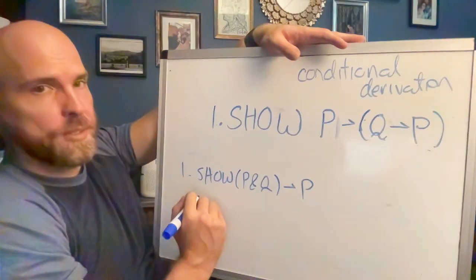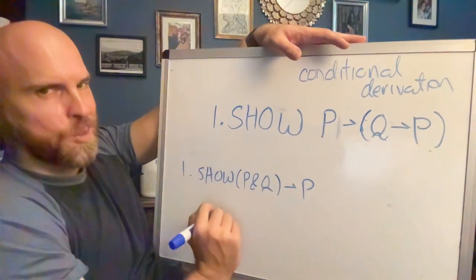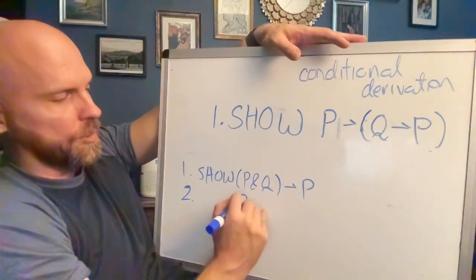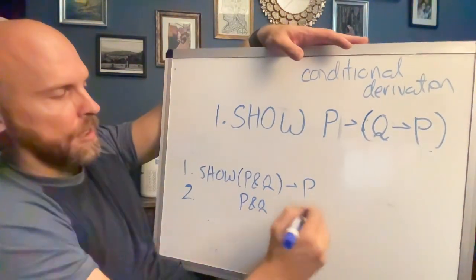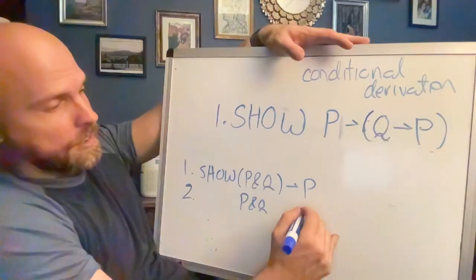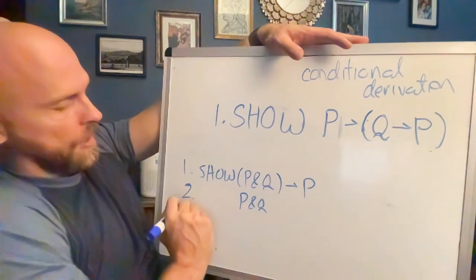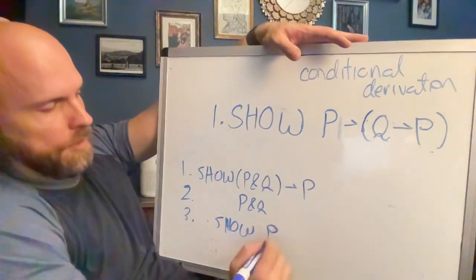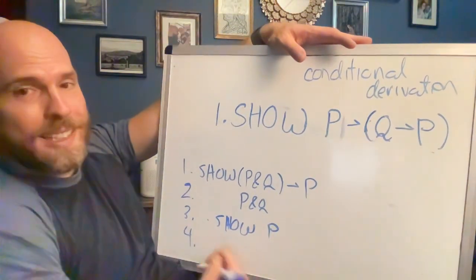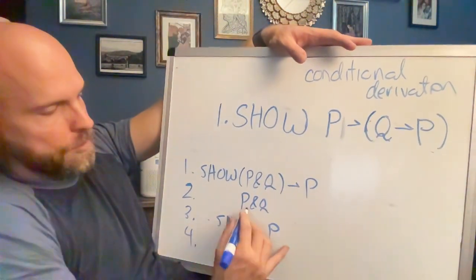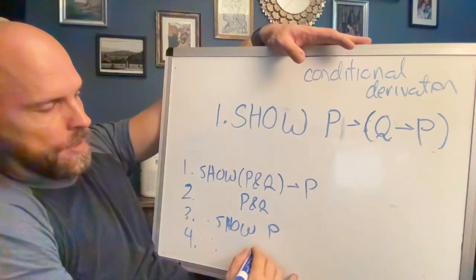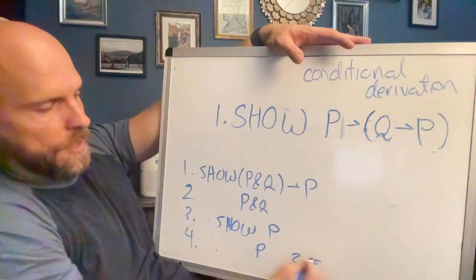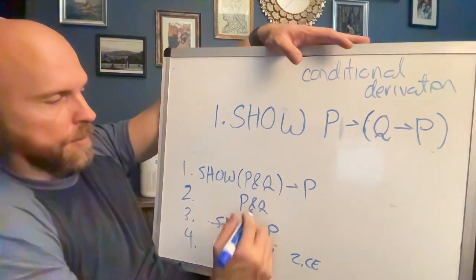Now, how do I do this? I'm going to do the easier one first. First thing I do, line 2, assume P and Q. This is for our conditional derivation. And then show P. And how do you do it? Easily. All you got to do is break the conjunction apart, right? And then you get P. And that's 2, conjunction elimination. Boom, boom, mark out, done.